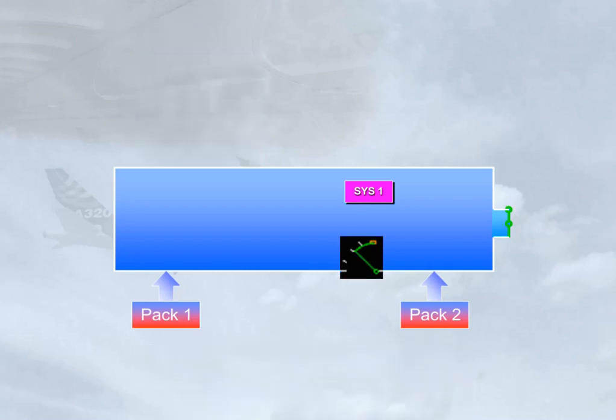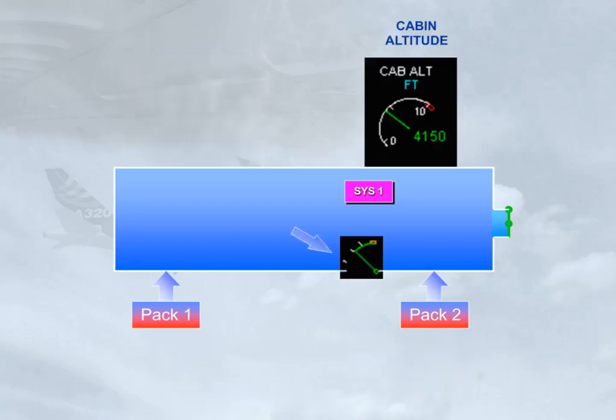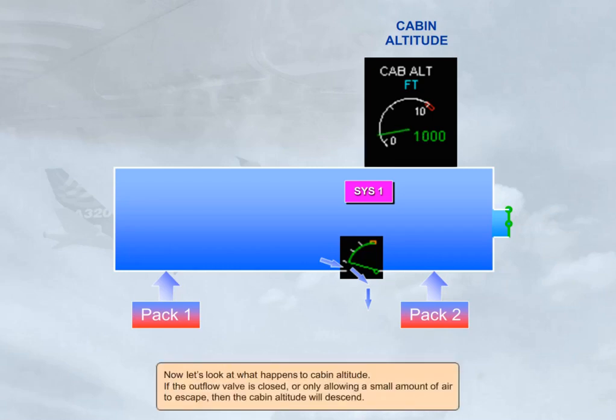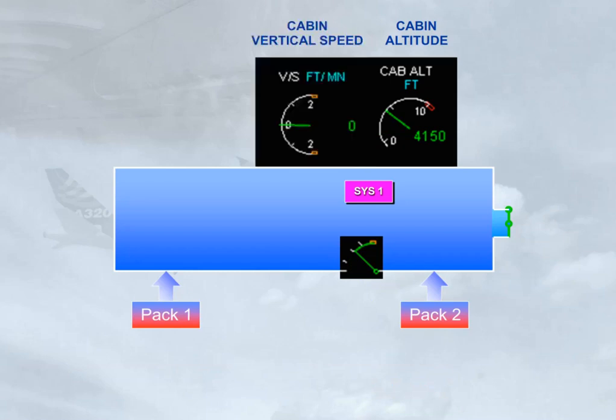Now let's look at what happens to cabin altitude. If the outflow valve is closed or only allowing a small amount of air to escape, then the cabin altitude will descend. We can also see what the cabin is doing by reference to vertical speed. When the outflow valve closes, the cabin altitude will decrease, negative vertical speed.